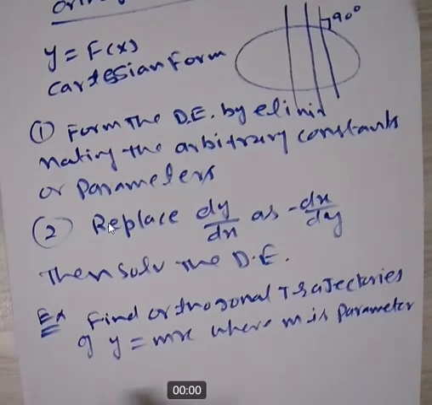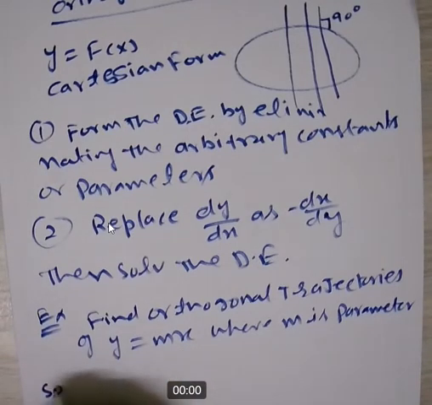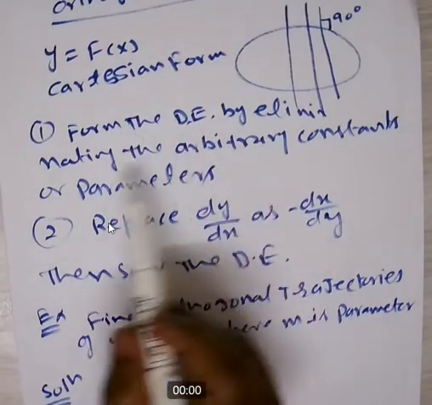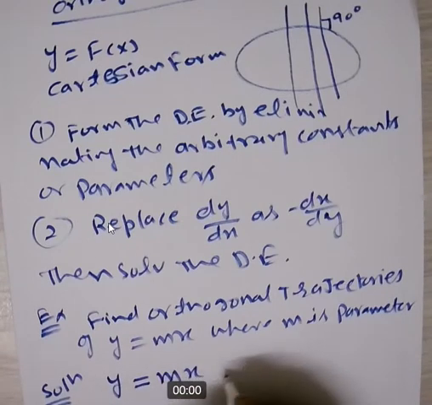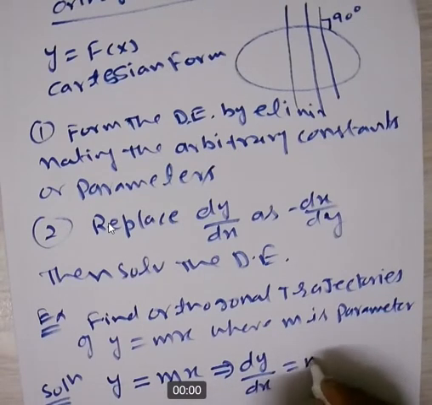So what does that mean? First of all, y is equal to mx, that means Cartesian form. So we have to use this method, that means form the differential equation by eliminating the arbitrary constant. If this has one constant, then you need to differentiate one time. Two constants, then you need to differentiate two times, like that. So now I use the first step: differentiate it. When you differentiate, you get dy/dx equal to m.